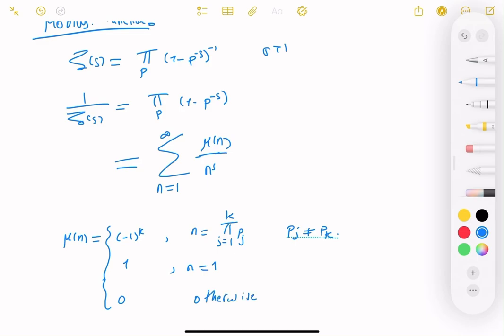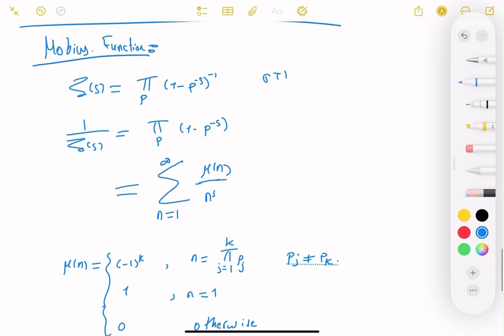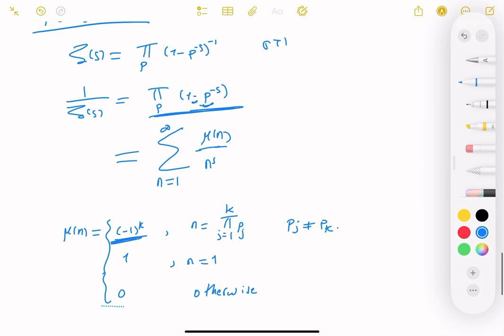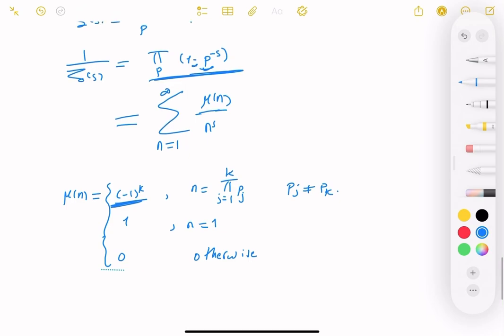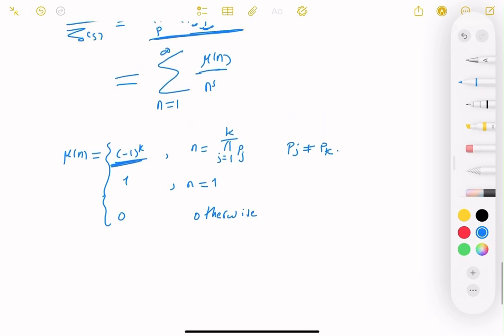And is this clear? Of course. If you take k factors from this product, and you multiply the corresponding primes and you pick up the minuses, you end up with this thing, and otherwise it's going to be 0, because there can't be any non-square-free numbers showing up. So this is the Möbius function, and it is connected to the prime number theorem. It's another very important function.